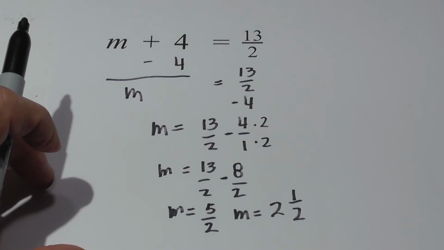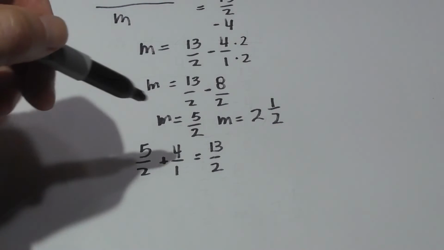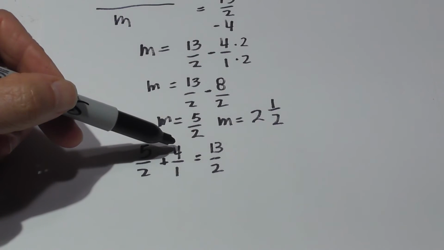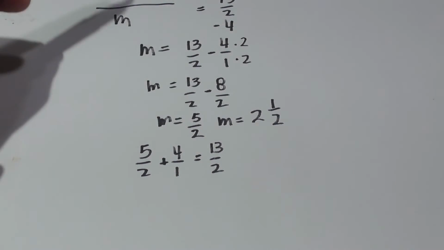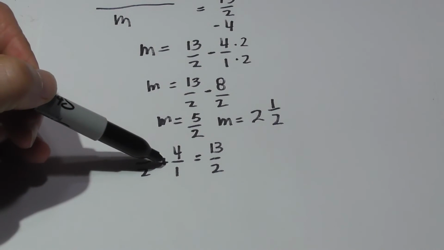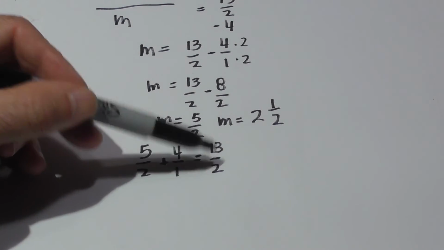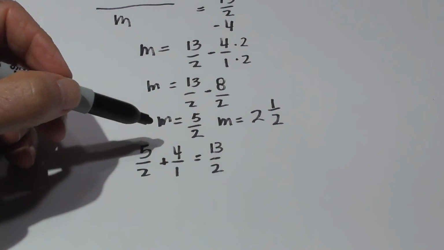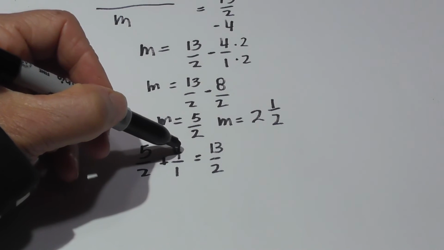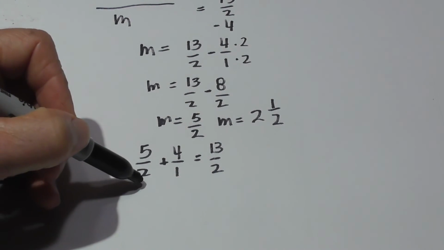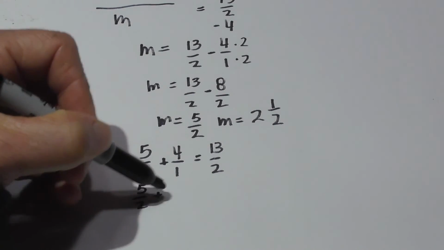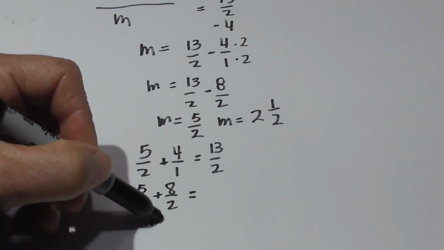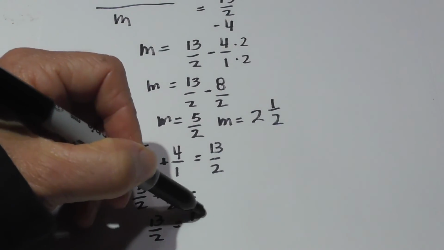So now let's plug this in and make sure it's correct. So I went ahead and rewrote it, and we have 5/2 plus, and I rewrote the 4 over 1, because remember we plugged in 5/2 for the m, so we have 5/2 plus 4 over 1 equals 13/2. So in order to add, the common denominator is 2, so we will multiply 4 times 2, which becomes 5/2 plus 8 over 2, which equals 13/2 equals 13/2.